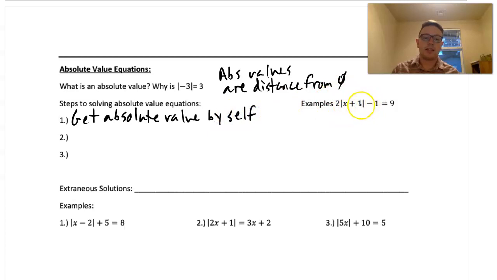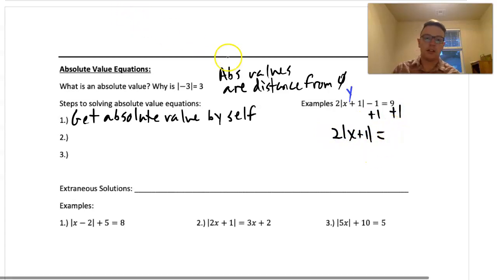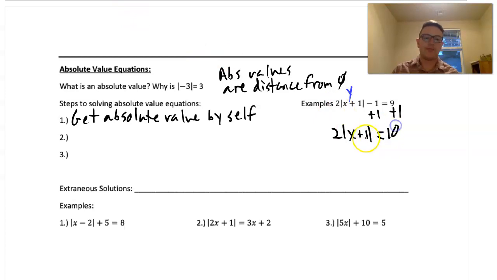In something like this example, we'd have to get rid of everything else. If it helps, you could think of this as just being its own variable that we're trying to solve for. So what would we have to do? We'd add 1 to both sides. We'd be left with 2 times the absolute value of x plus 1 is equal to 10. Then we'd divide by 2, and we'd be left with the absolute value of x plus 1 is equal to 5. Okay, so we've got the absolute value by itself.